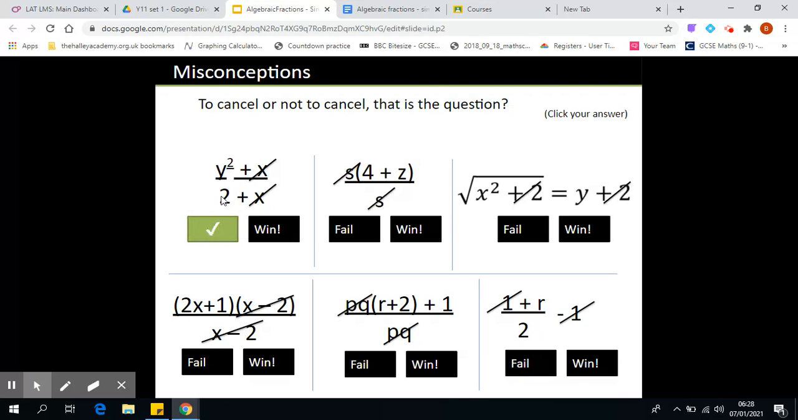No. We can't cancel or simplify algebraic fractions with an add, because here they were actually subtracted by x on both sides. Hence, we cannot cancel them. Let's look at this example. This is s multiplied by 4 plus z over s. Here we can cancel the s because you can divide it by s on both sides.